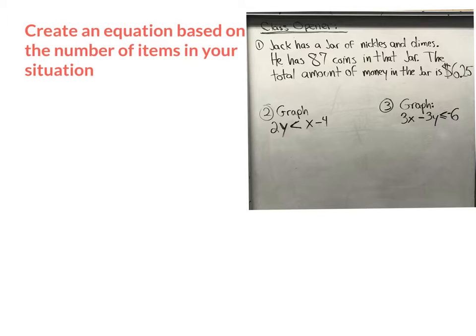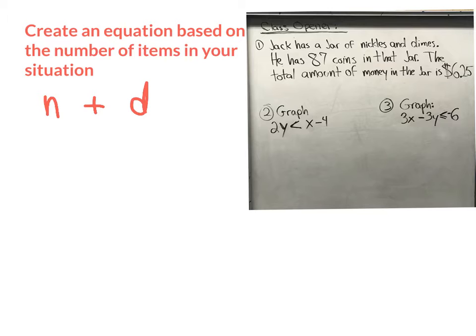And we have two variables. So you could label them X for nickels, Y for dimes, or you could just say that N is going to represent the number of nickels and D is going to represent the number of dimes. So we know we have a total of 87 coins. N is going to represent the number of nickels. That might be 10 nickels, it might be 50 nickels. And we are going to add the number of dimes, so we're going to write that as D.